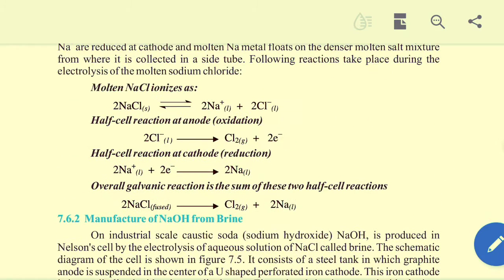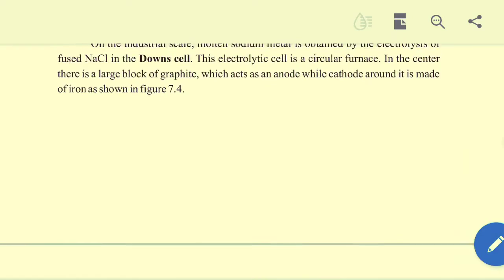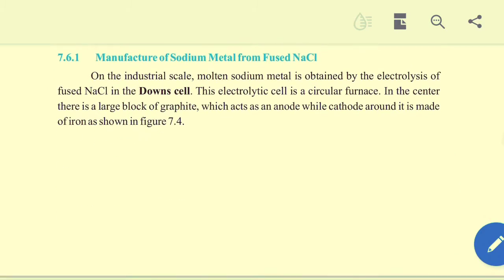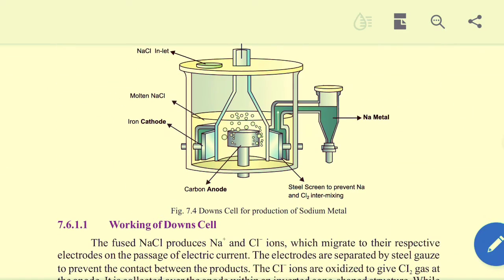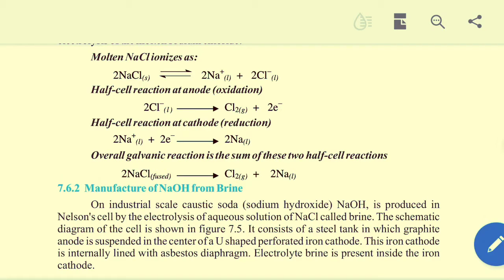We will discuss in today's lecture the manufacture of sodium hydroxide from brine. Earlier we discussed the formation of sodium metal, and the separation of sodium metal from sodium chloride using Downs' method. Now we will prepare sodium hydroxide from the brine.